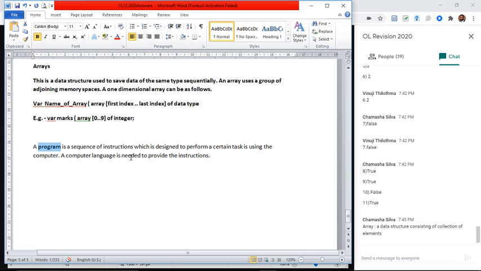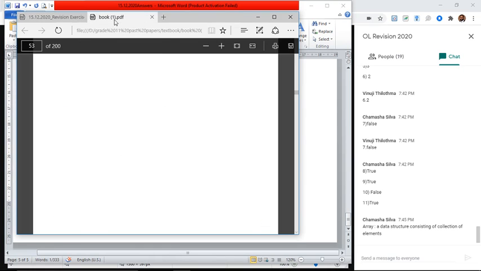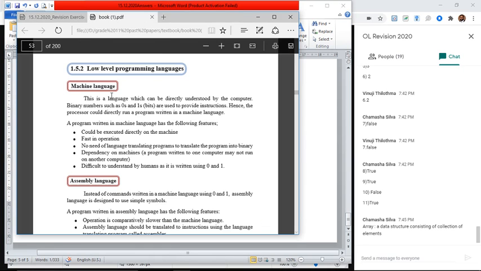A computer language is needed to provide instructions. What is the purpose of using a programming language? They have explained that here. Then they have asked about machine language. Machine language means what?